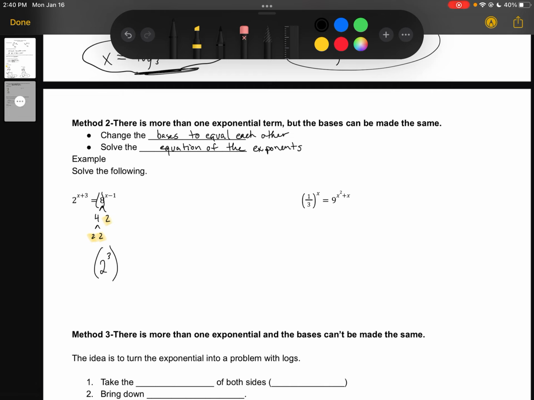So we have replaced in parentheses 8, we replaced it with 2 to the third power. The x minus 1 is still there. 2 to the x plus 3 power is also still there. So from here we can just solve. So we take whatever is in the exponents and we can set them equal to each other. So the x plus 3 and then that 3 times x minus 1, both of those we can solve now.